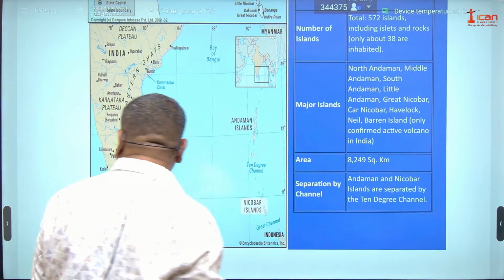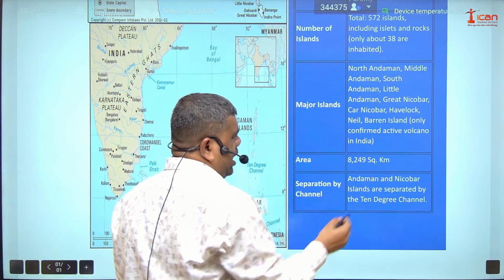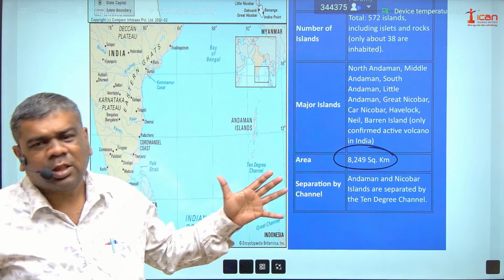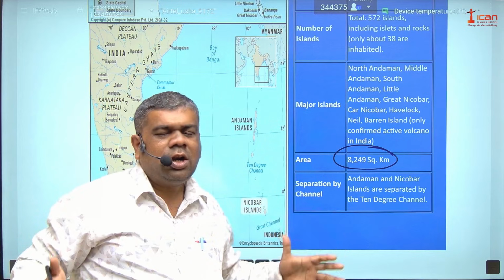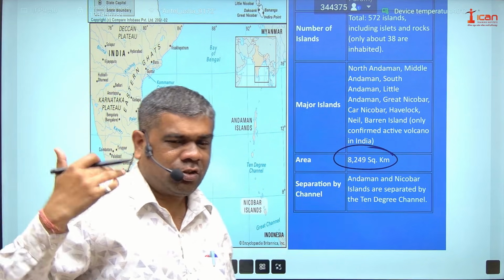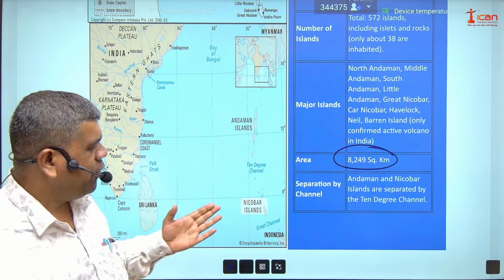Right? Now let us look at the area. It's huge. If you look at it, it's 8,249 square kilometers. That's the extent of the Andaman Islands. And what a lucky thing for us, because it is there in the Bay of Bengal, closer to the Straits of Malacca. It gives us the legitimacy, the right over the entire Bay of Bengal.